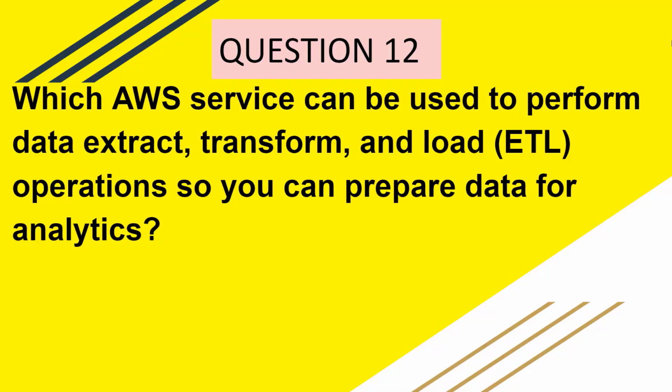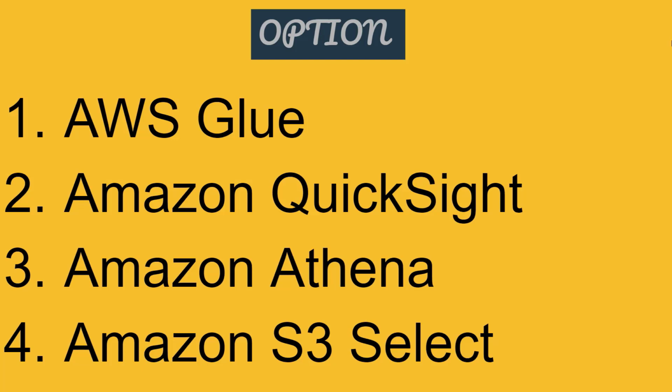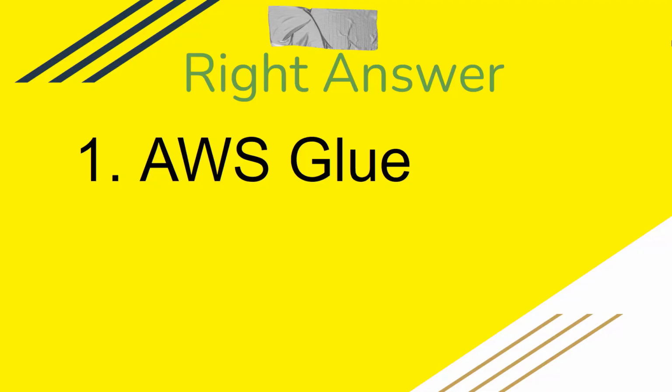Question 12. Which AWS service can be used to perform data extract, transform, and load, ETL, operations so you can prepare data for analytics? Option 1. AWS Glue. 2. Amazon QuickSight. 3. Amazon Athena. 4. Amazon S3 Select. Right answer. 1. AWS Glue.